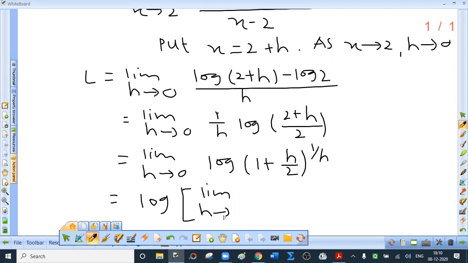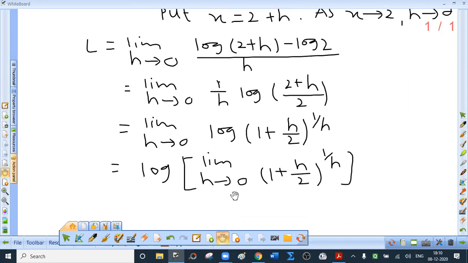So limit h tends to 0, (1 plus h upon 2) raised to 1 upon h. See, you have to mention all the steps. Then only you will get full marks. Now, same logic. Something is added to 1. Same thing tends to 0. Index must be reciprocal of this. So required index is 2 by h.